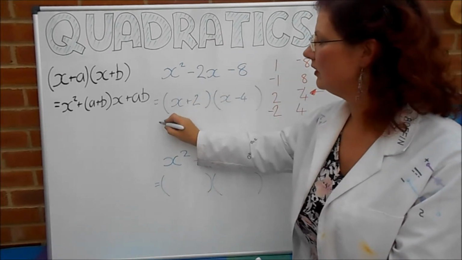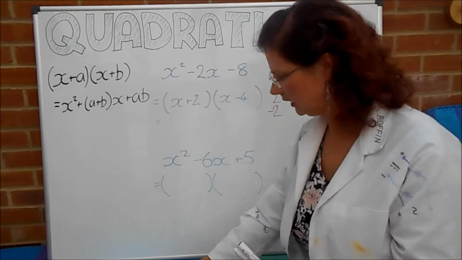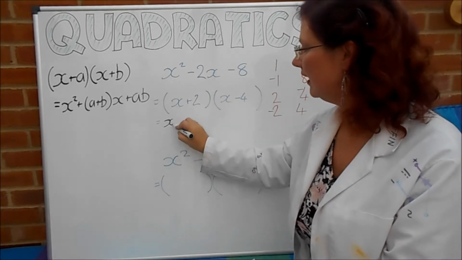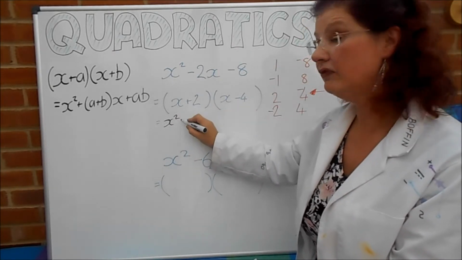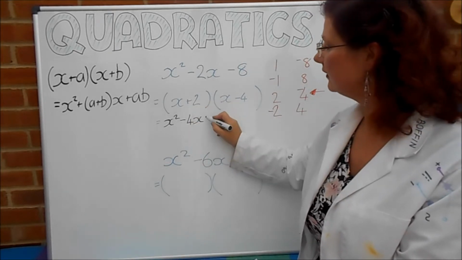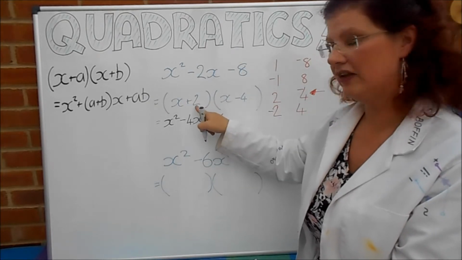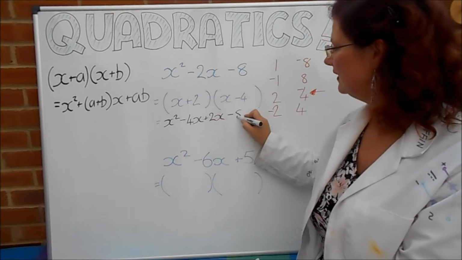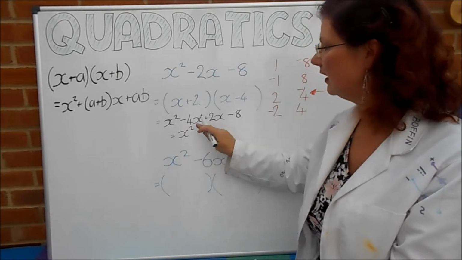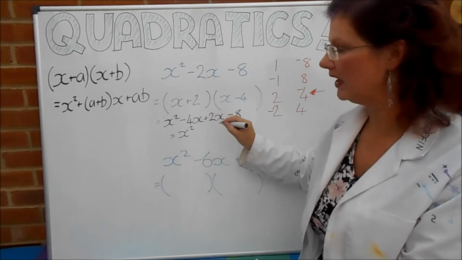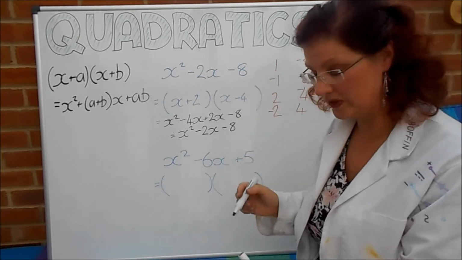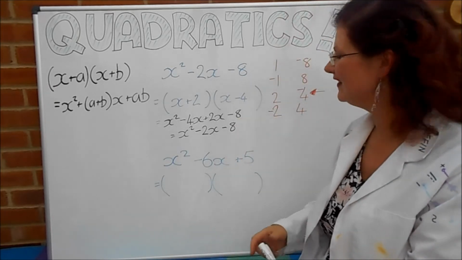When we multiply those out, the first two, I think I'll do this in a different colour. I haven't used black for a bit. X times x, x squared. X times negative 4, negative 4x. Inside ones, 2 times x, plus 2x, and the last ones, 2 times the negative 4, negative 8. These two bits combine, which gives us x squared, negative 4x plus 2x is minus 2x, minus 8, which is what we started with.